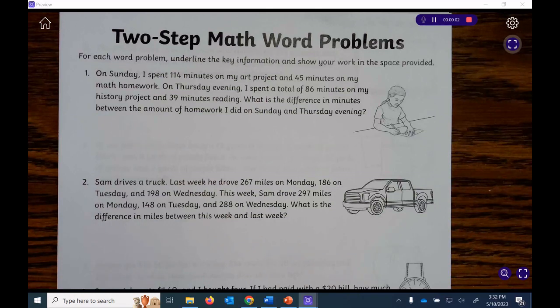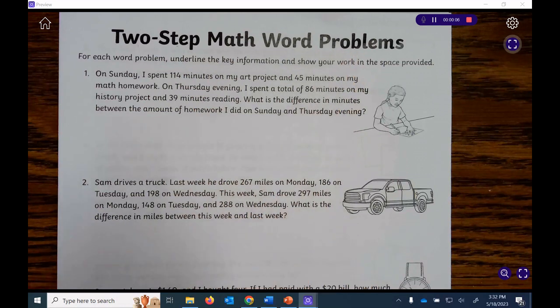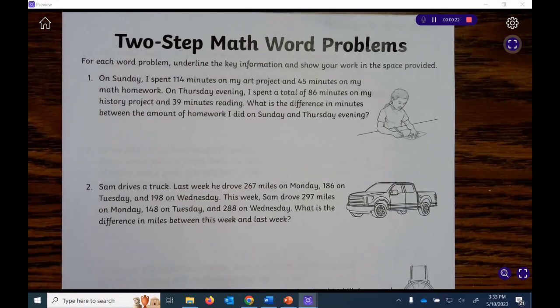Good day, students. We're going to be doing two-step math word problems. It is super important that you do the problem first. So after we read the problem, please pause the video. Do not copy the problem down because you're only going to be cheating yourself. You want to solve the problem first and then check your answer. For each word problem, underline the key information and show your work in the space provided.